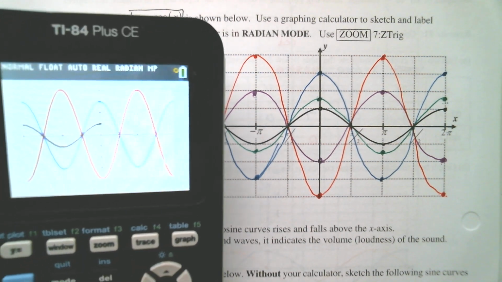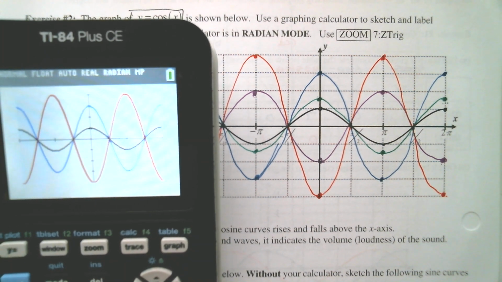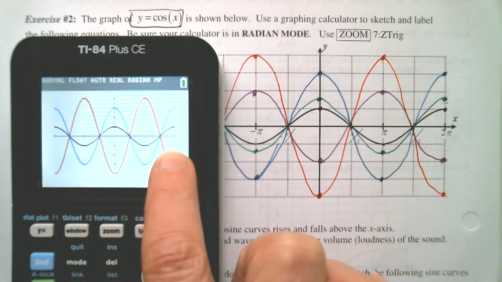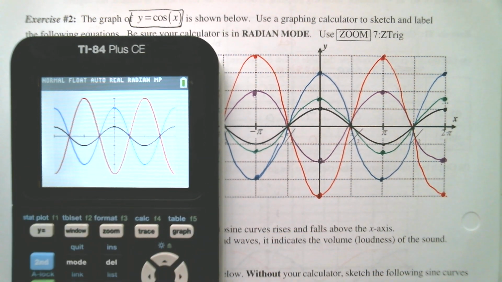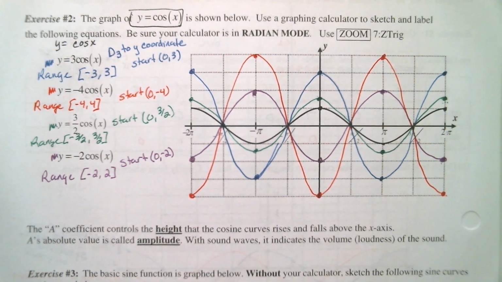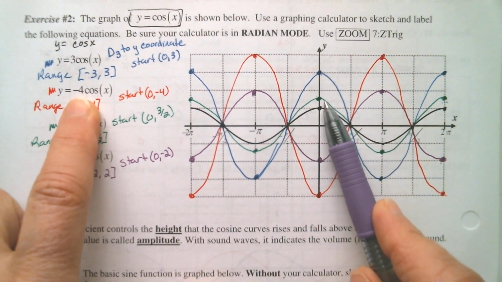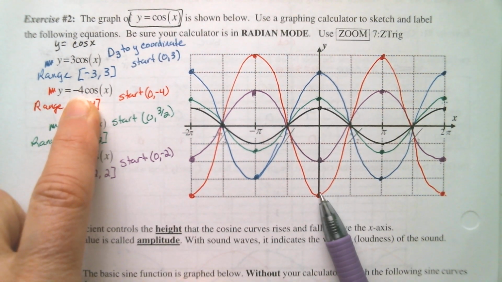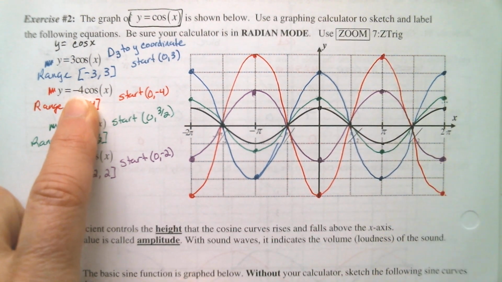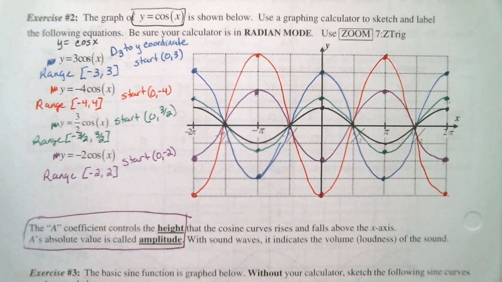Now this matches. This is going from 0 to 2 pi this way, and 0 to negative 2 pi that way. Okay, so the A coefficient, what's in front of our cosine function, controls the height that the cosine curve rises and falls above the x-axis, right? The -4, the red, we started 4 below the x-axis, then went up to +4 above. A's absolute value is called the amplitude, so you'll have to memorize that.